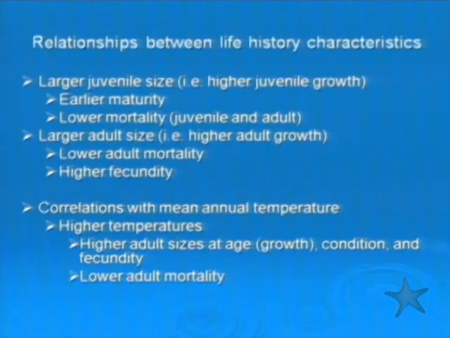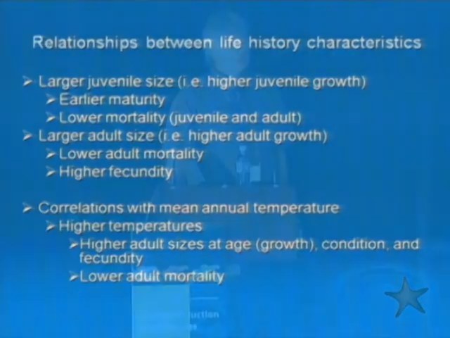So based on those things, we see that larger juvenile size is associated with earlier maturity and lower mortality for juveniles and adults. The larger adult size, which would represent a higher adult growth, is associated with lower adult mortality and higher fecundity. I didn't present the correlation here with the mean annual temperature, but higher temperatures are associated with higher adult size at age, better condition of the fish, and higher fecundity. And it's also associated with lower adult mortality.